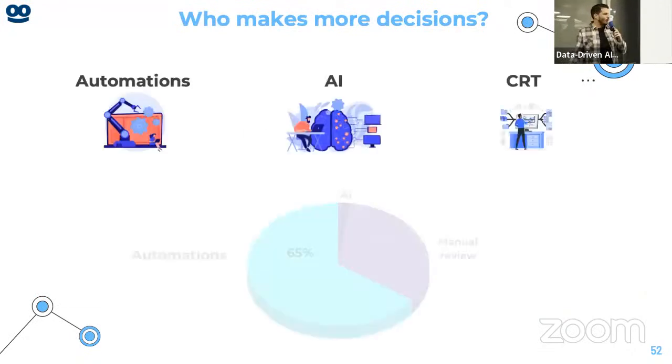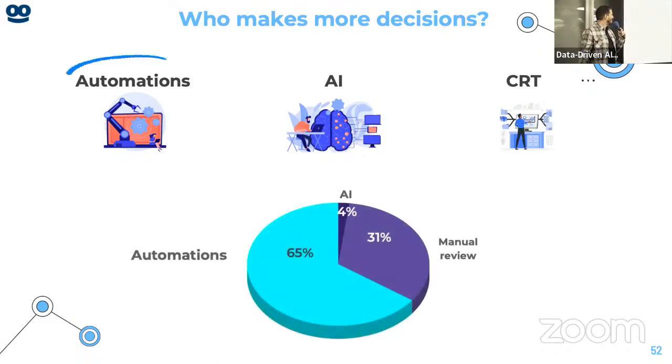All right, who do you think makes the most decisions? Automations, raise your hand. AI. All right, half and half. Content review team, the human review. All right, and the correct answer is automations. So 65% of all new advertisements go to automations. Only 4% goes to AI currently, and 31% goes to manual review. That's the situation right now.